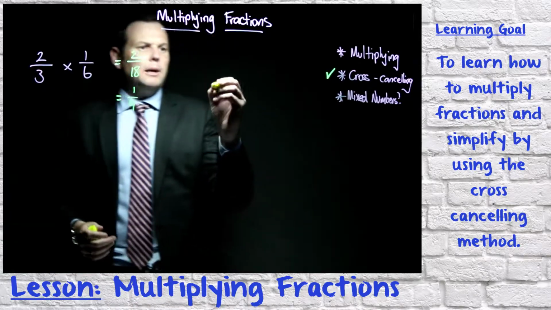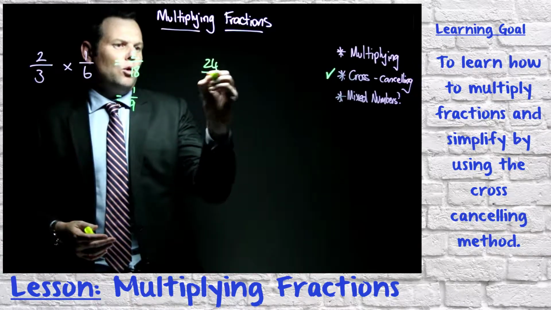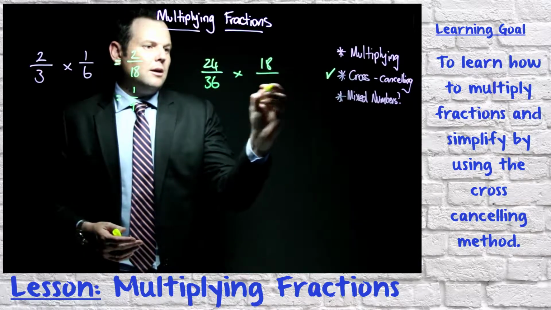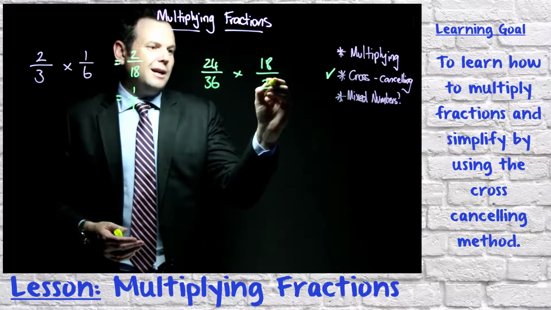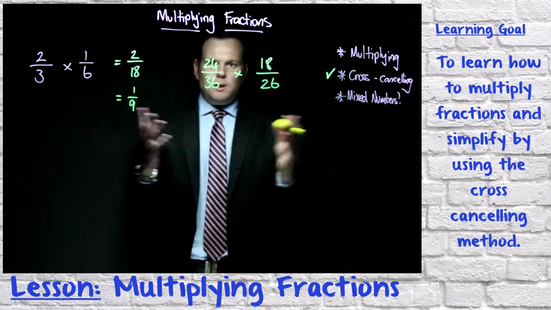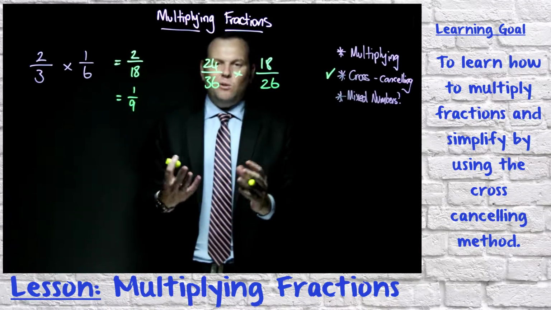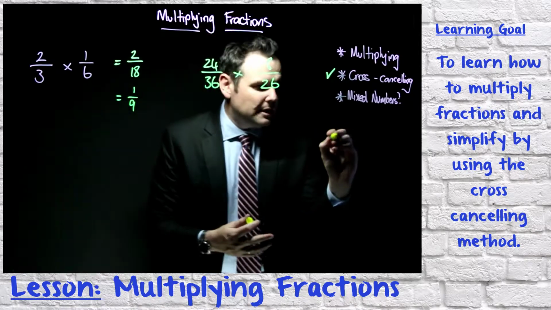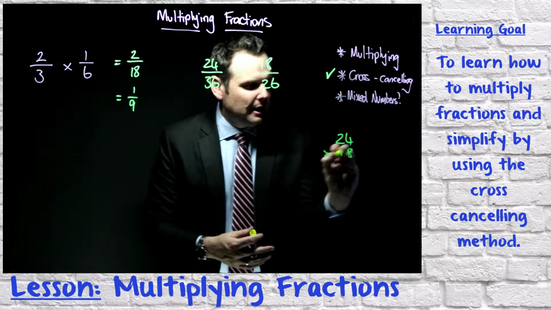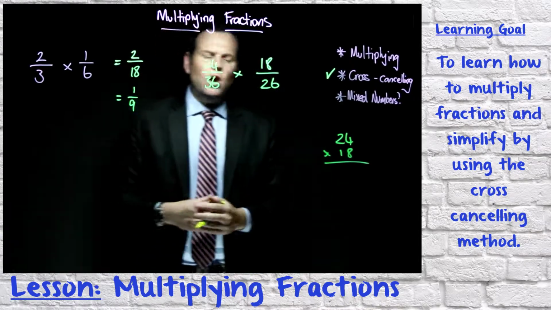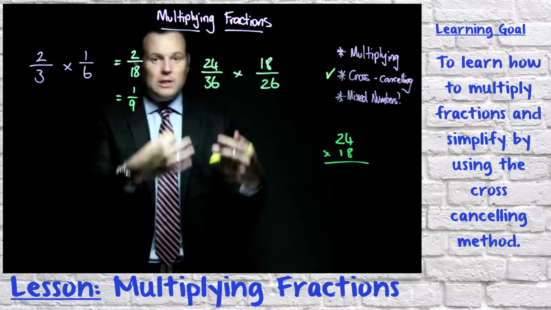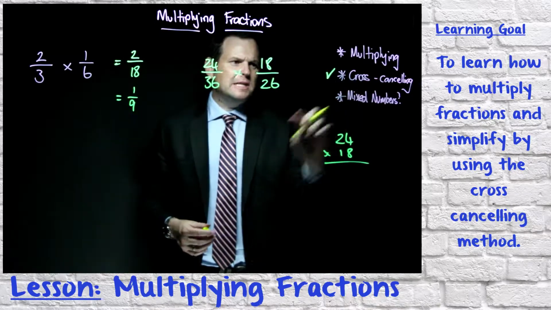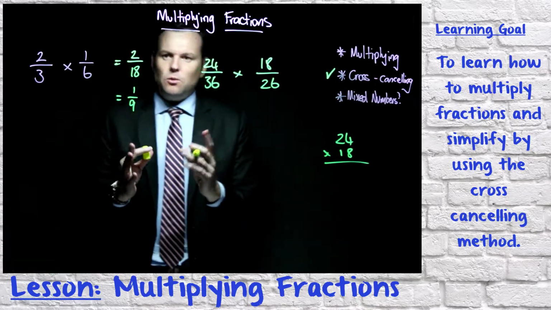But if we have a really big one, let's do something like 24 over 36 times 18 over 26. If you have a big number like that, then all of a sudden you're like, oh, okay, well, 24 times 18, I've got to set that out. It becomes a time-consuming process. And then obviously once you get to the end, you have so much simplifying to do. So we use this thing called cross-cancelling that makes it really quick.